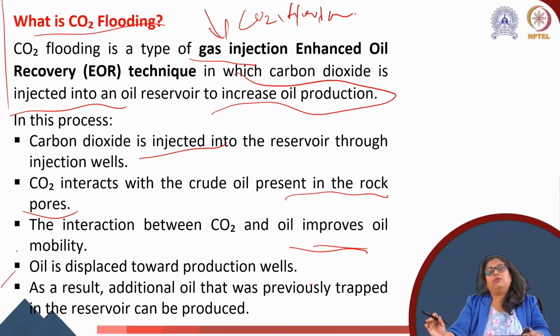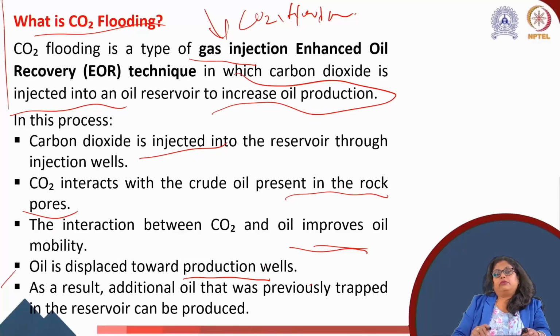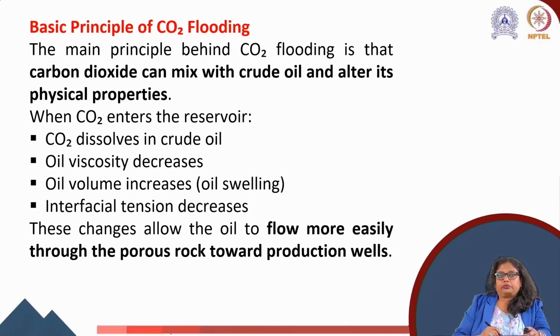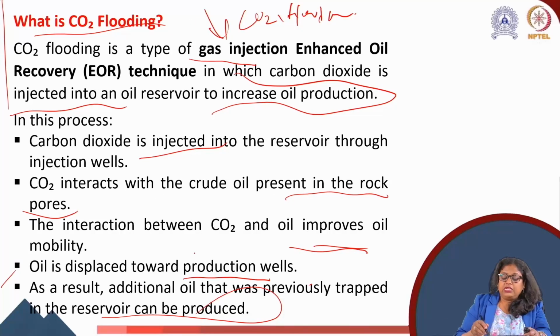Once the oil mobility improves, oil is displaced towards the production well. As a result, additional oil that was previously trapped in the reservoir will be produced now. So what is the basic principle of CO2 flooding? The main principle is that carbon dioxide can mix with crude oil and alter its physical properties. So here, oil is displaced towards the production well.